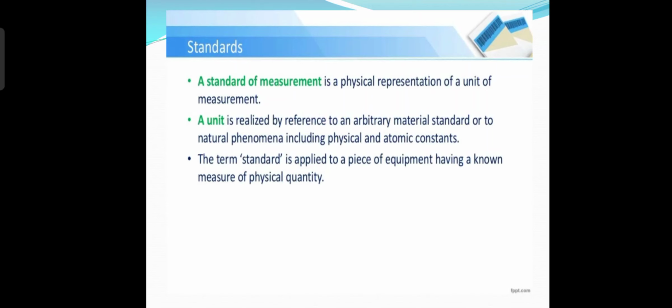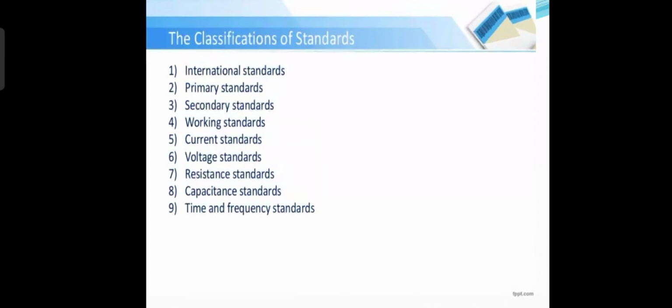A standard is the physical representation of a unit of measurement. Depending on its function, it is classified as international standard, primary standard, secondary standard and working standard. The standards are used for the purpose of obtaining values of the physical properties of other equipment by comparison methods. The first four are the main standards, whereas the next five stand for the substandards.